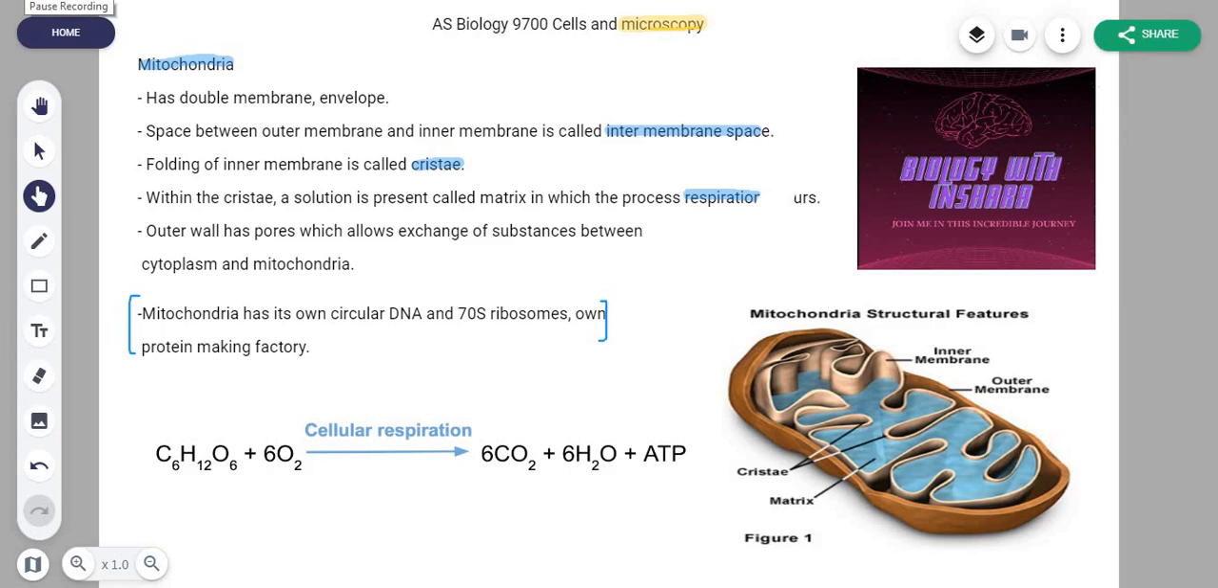So in today's video we are going to be talking about the organelles that are found in both an animal and a plant cell. Now this is part 2 of the video of the AS Biology 9700 of the very first chapter, which is cells and microscopy. Okay, so we have covered only a number of organelles that are found in both an animal cell and a plant cell, and we are continuing with that, and we will be done with the organelles found in both the cells by the end of this video.